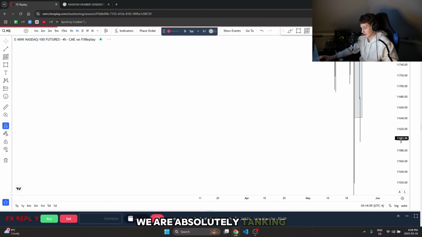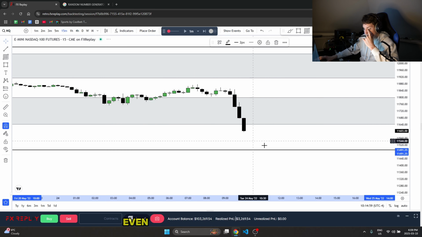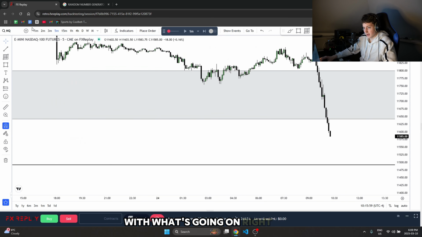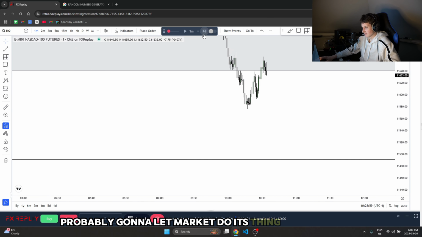We are absolutely tanking. Oh my gosh. Okay, so that makes me pretty bearish to the low now, even though, you know, I said it was bullish, but I can't really be bullish with what's going on right now. We are just absolutely tanking to the low. Probably gonna let market do its thing and dump here.